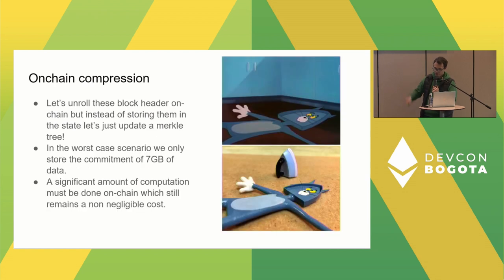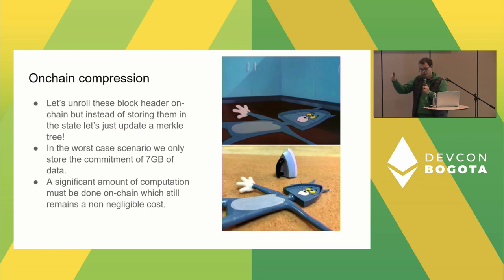Next approach is on-chain compression. So we can still use the same approach as previously, so literally unroll it and process the 7 gigabytes of data, but instead of storing them, we can just update the Merkle tree. It's a nice approach, but comes again with a few downsides. It's very computationally intense because if we have millions of headers, we need to perform millions of hashes on the chain. That's expensive, but at least we save on storing data. And also we need to update the Merkle tree, which is another cost.